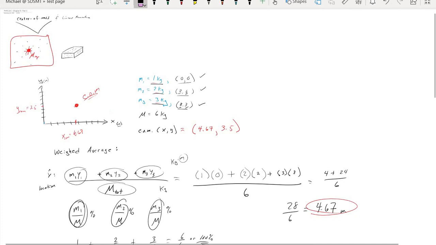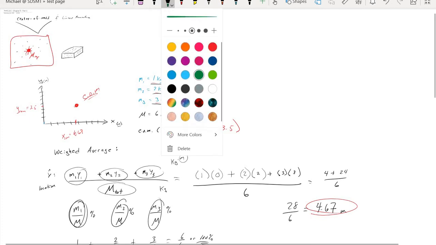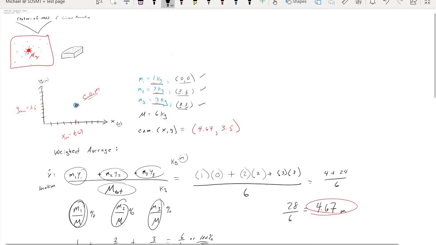And we can replace them with one equivalent mass placed at that location of 4.6, 3.5. And that equivalent mass value will have to be equal to the total mass of the system. This is why we want to find the center of mass for a given system, so that we can now do all of our physics with just the one mass as opposed to trying to keep track of multiple masses at the same time.